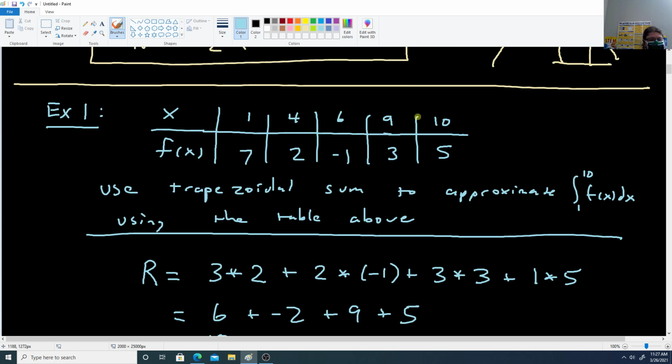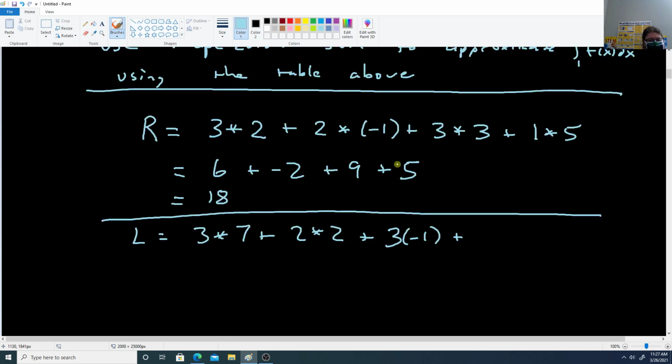Plus for the final bit, 9 up to 10 is 1 unit long. 3 is the left, 5 is the right. We're doing the left endpoint approximation, so we'll use the 3. So I get 21 plus 4, which is 25. Take away 3. 25 take away 3 is 22. Add 3 back. 22 plus 3 goes to 25. So I know my left endpoint approximation.